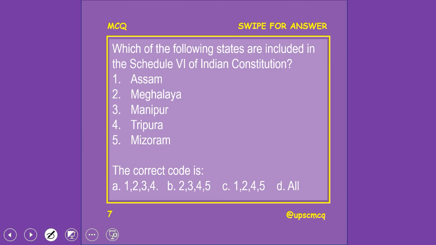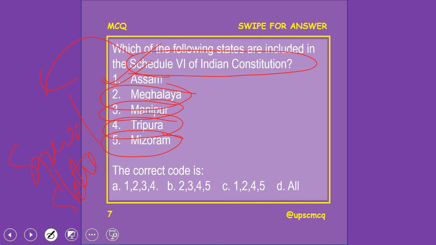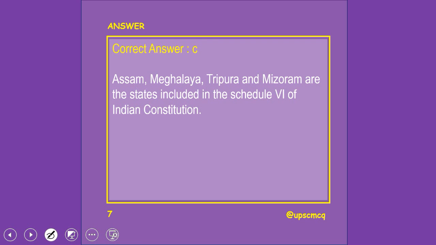Now, which of the following states are included in Schedule 6 of the Indian Constitution? Schedule 6 provides special status to some of the states in matters of culture and tribes. Assam is there. Is Manipur there? Is Tripura there? Is Mizoram there? Is Meghalaya there? The correct answer should be: Assam is there, Meghalaya is there, Tripura is there, Mizoram is there. C is the correct answer.